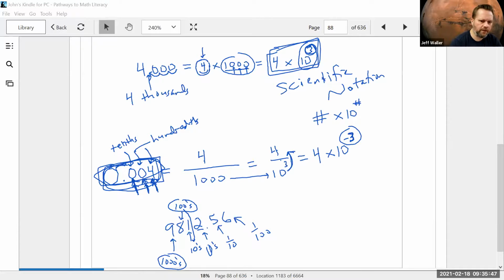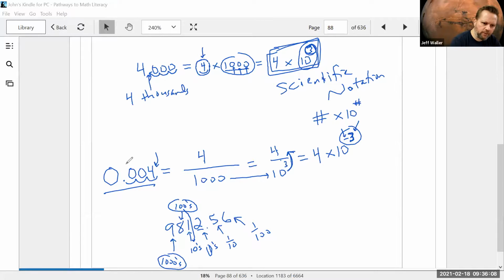What about in 0.004? Let me get rid of all this. How many times would I have to move the decimal in this number to get it behind the 4? 3. So it's still 3, but it's negative because it was a small number.